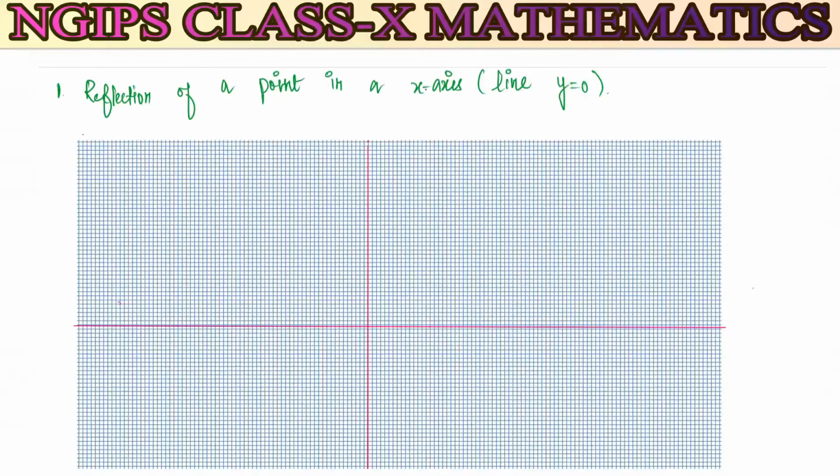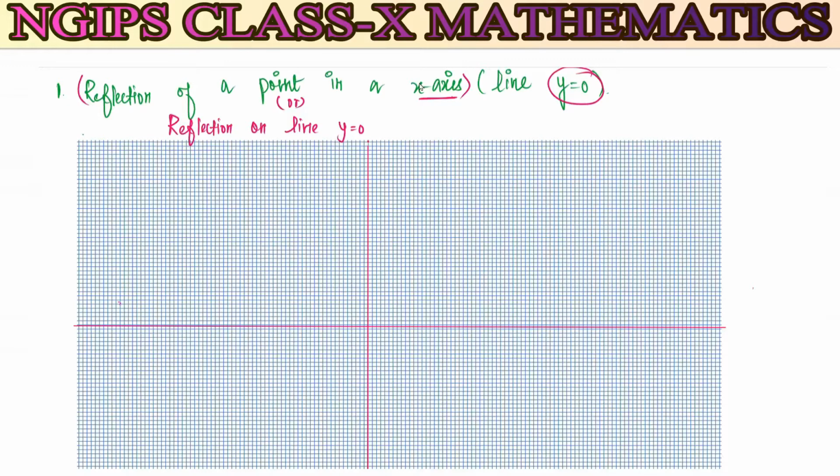Now here we are going to discuss the reflection of a point in the x-axis, where the line is y equal to 0. In the x-axis we know very well the y coordinate point is going to be 0. Now listen carefully, the question they will ask like this: reflection of a point in the x-axis, or they can ask like this: reflection on line y is equal to 0. So both are going to be the same.